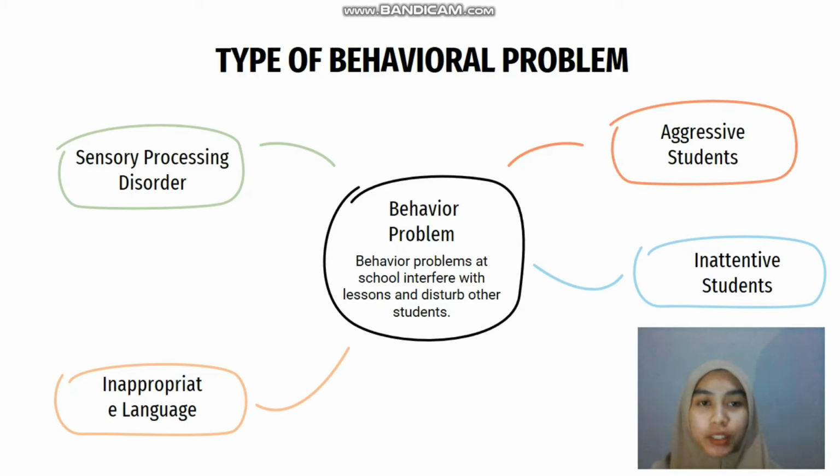Next, we move to types of behavioral problem. We have four types of behavioral problem, which are sensory processing disorder, aggressive students, inappropriate language, and lastly, inattentive students. Behavior problems at school interfere with lessons and disturb other students. So we move to the first type of behavior problem, which is sensory processing disorder.